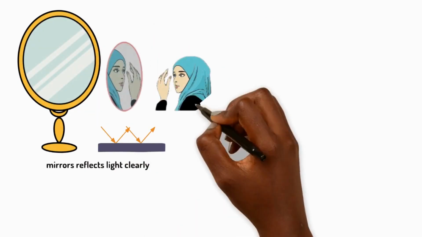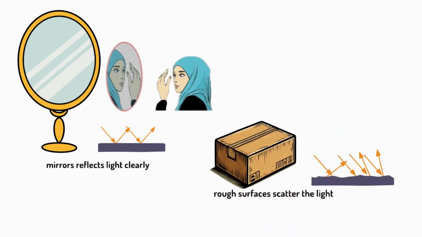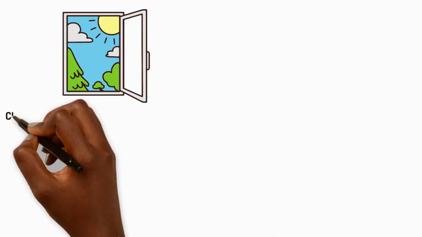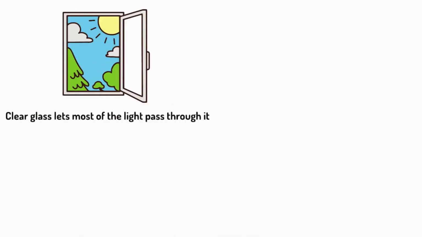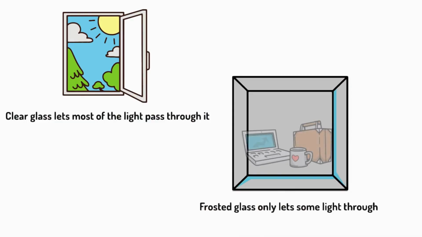Smooth, shiny surfaces like mirrors reflect light clearly, so we can see a clear reflection of ourselves. Rough surfaces like cardboard scatter the light, so the image that we see is blurry. Clear glass lets most of the light pass through it, so we can see objects behind it. Frosted glass only lets some light through, making the objects behind it blurry.